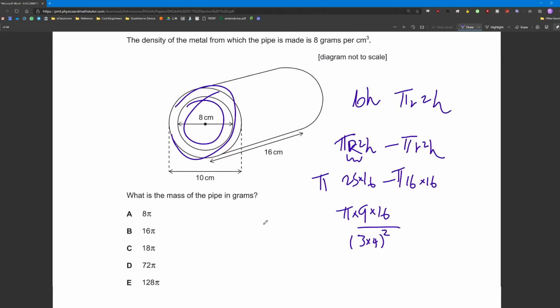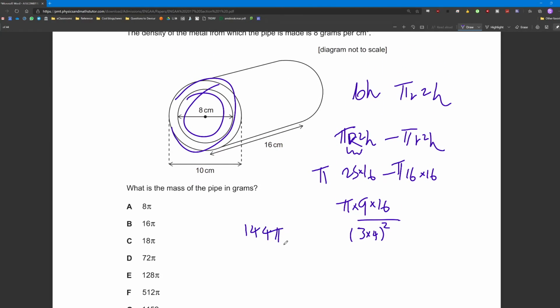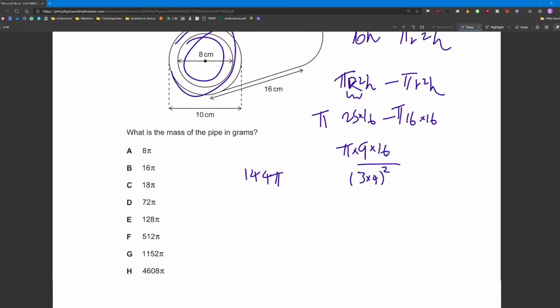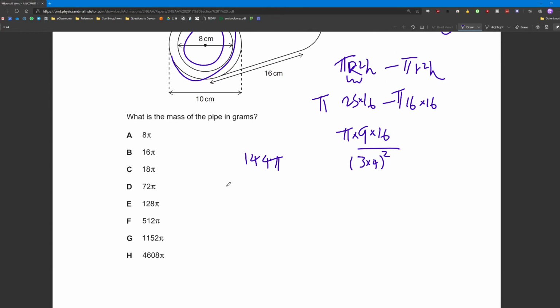Oh, 144 pi is the volume in centimeters cubed, and we want 8 grams per cm cubed. 144 times 8, that looks like it's approximately this. Let me just think if that's correct. Yeah, it's correct.